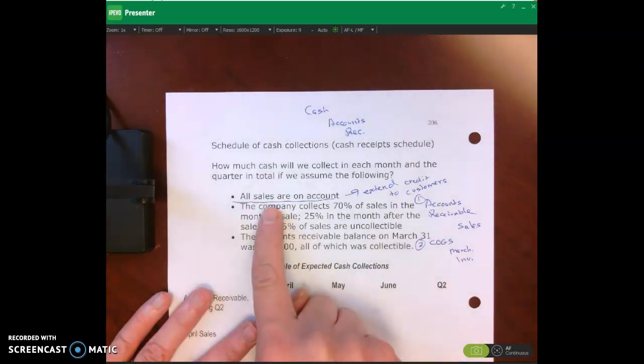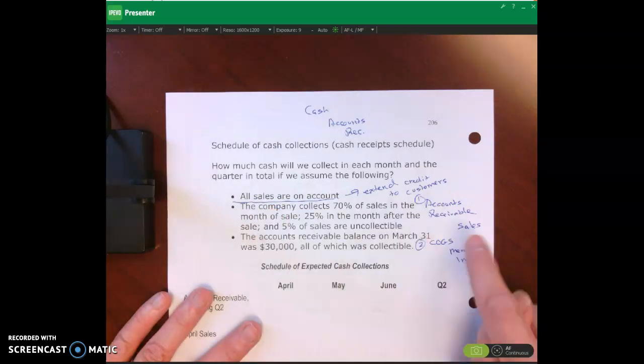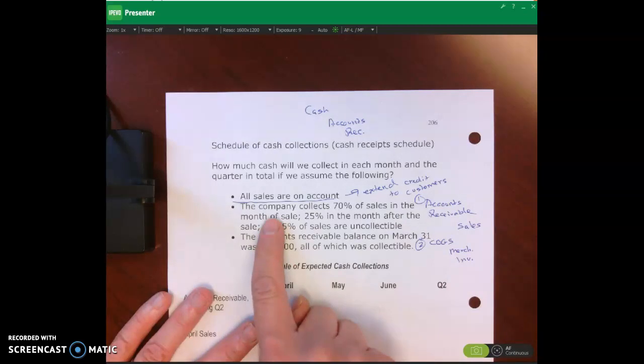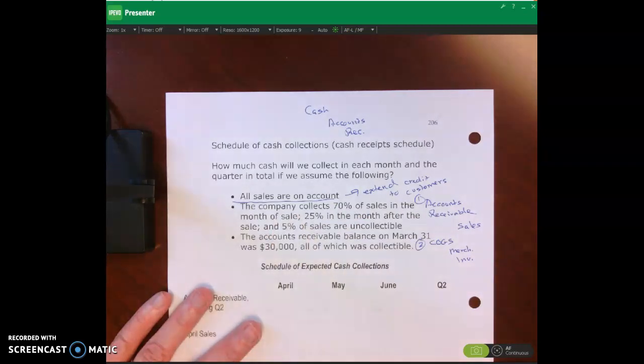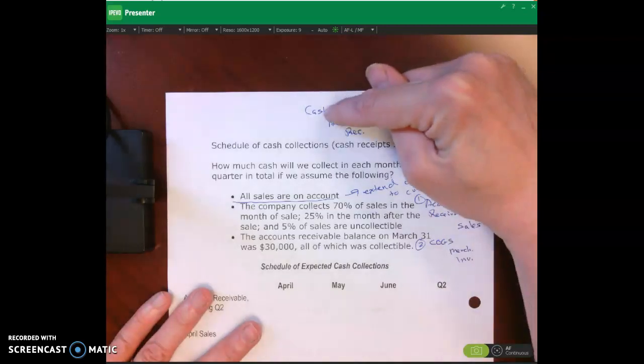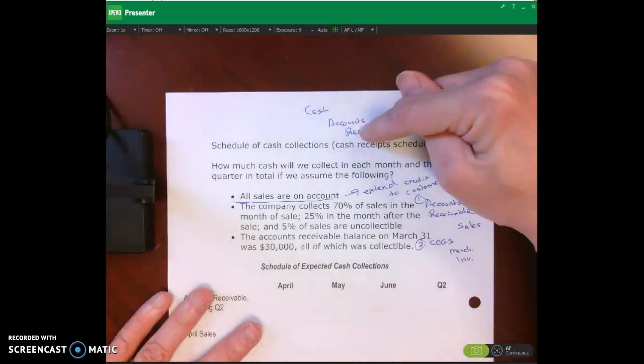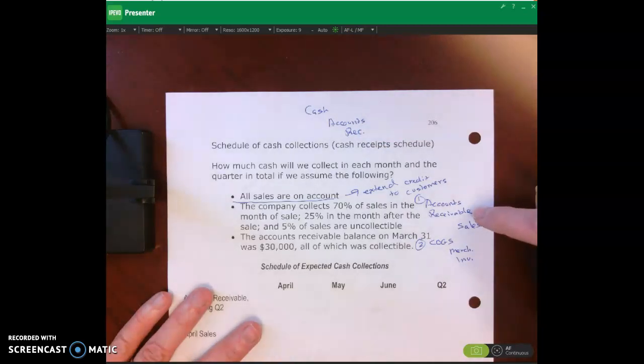Because when this company, Royal Company, makes a sale, this is what they do. They're not getting cash right away. When do they get cash? The company collects 70% of its sales in the month of sale. So what this first part is saying is, if we make $1 million of sales in April, we'll collect 70% of that $1 million in April. So you would be debiting cash, crediting accounts receivable for 1 million times 0.7, $700,000. Okay, that's how much cash we would get.